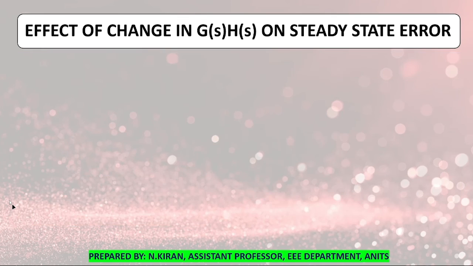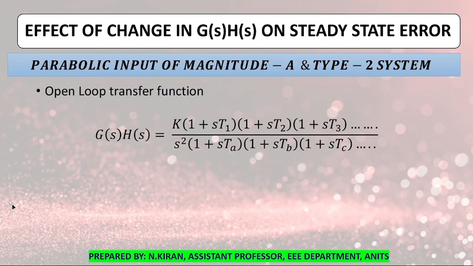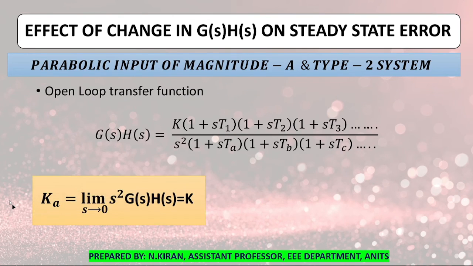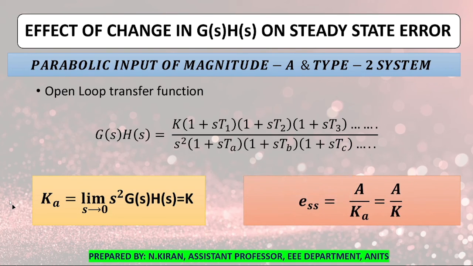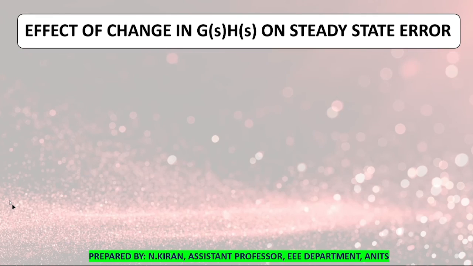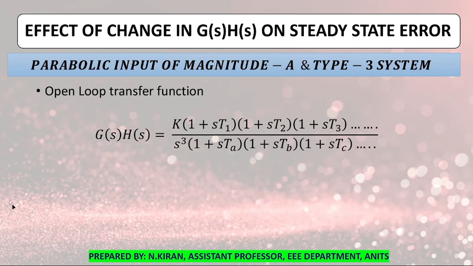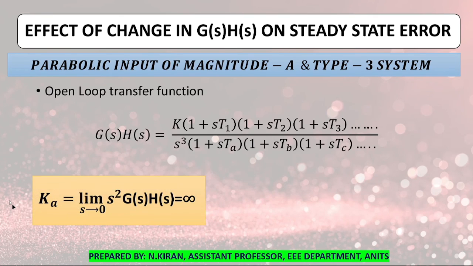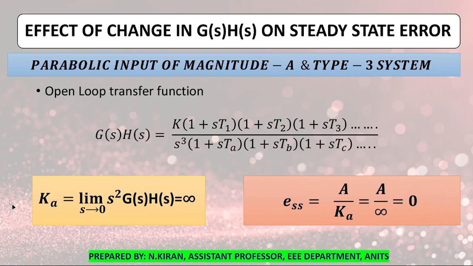If I consider a type 2 system, here the terms will get cancelled, so you will get a constant value of Ka and a constant value of steady state error. And if I consider a type 3 system, that will give me an S cube term in the denominator. So obviously Ka value will become infinity and steady state error value will become 0.